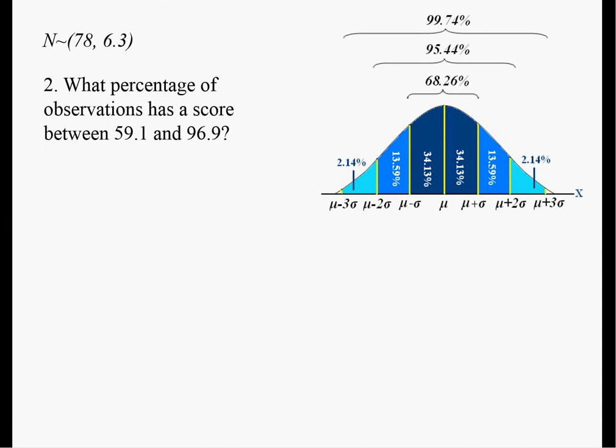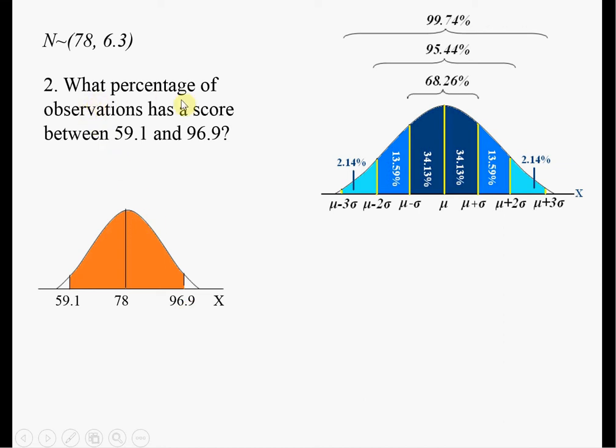Question number 2. What percentage of observations has a score between 59.1 and 96.9? Again, it's a good habit to draw a diagram before you begin to solve the problem. This is a normal distribution with a mean 78 right here. And this question gave us two values, 59.1 here and 96.9 here.